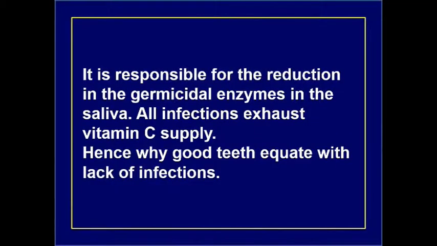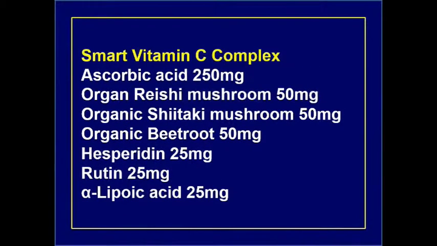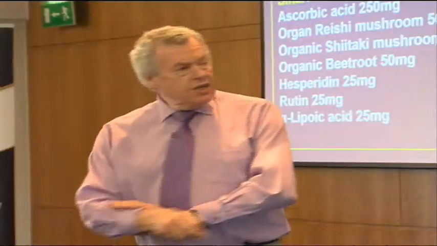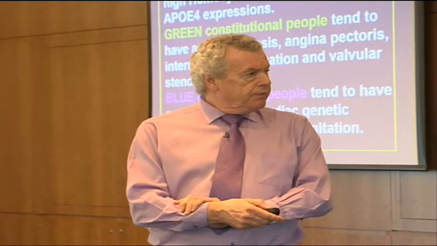All infections exhaust vitamin C. Hence, my good teeth equate with lack of infections. So SMART, as we call it, and I'll explain what a SMART product is in a moment. SMART vitamin C is ascorbic acid, 250 milligrams, which is recycled by 10% alpha lipoic acid, with organic reishi and shiitake mushrooms and beetroot, hesperidin and rutin. Hesperidin is a bioflavonoid from citrus, and rutin from buckwheat.